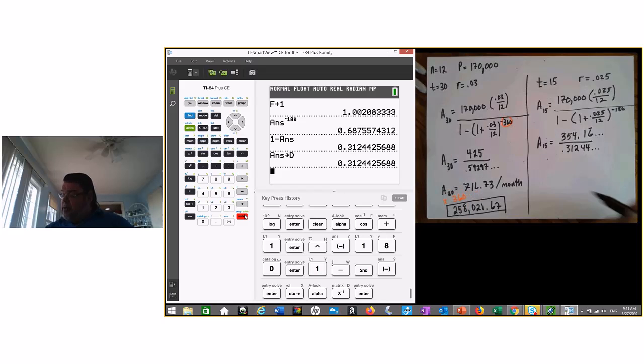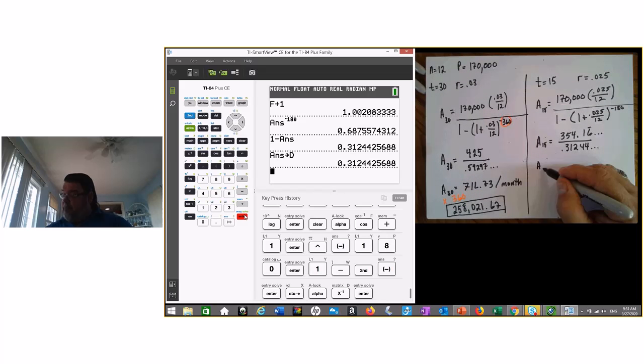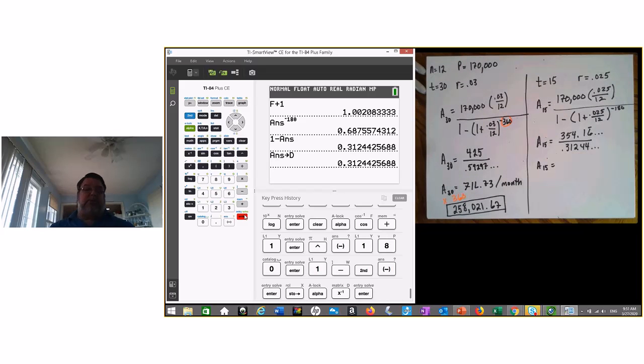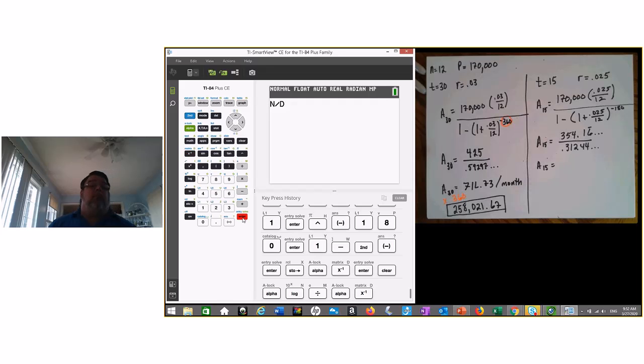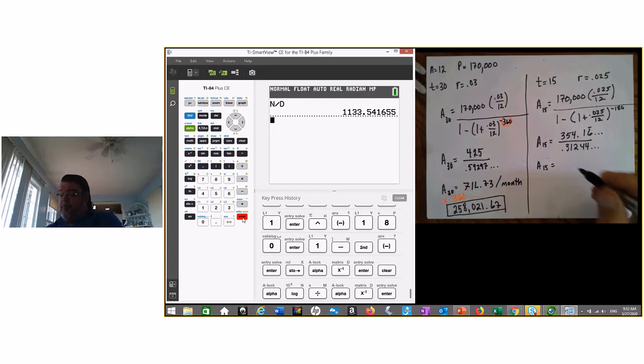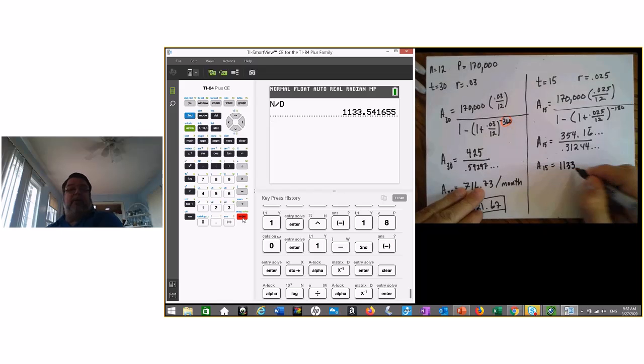And your monthly payment is clear alpha numerator divided by alpha denominator, and that is a payment of $1133.54. Always like my payment.